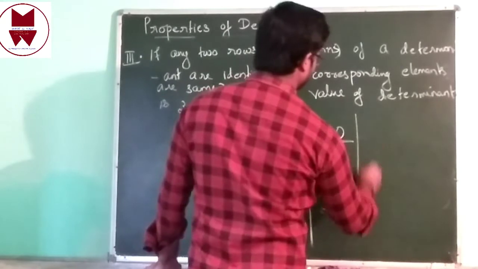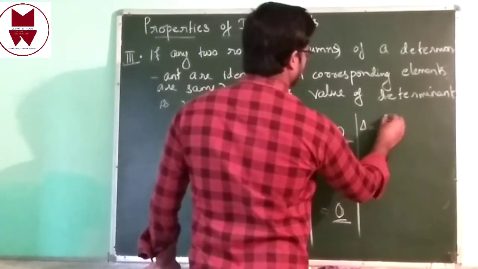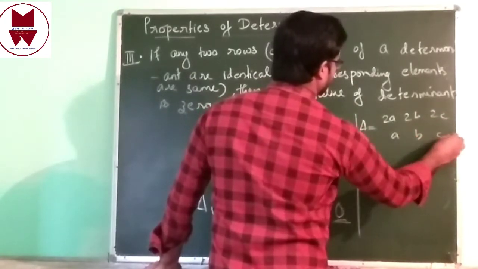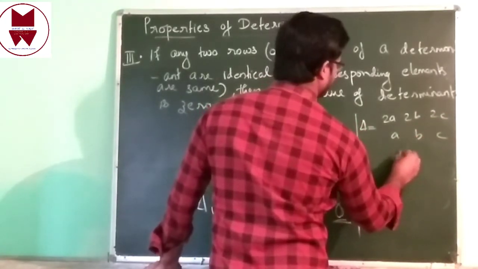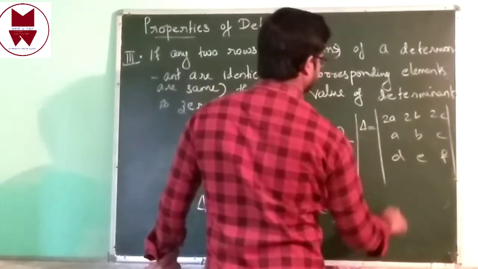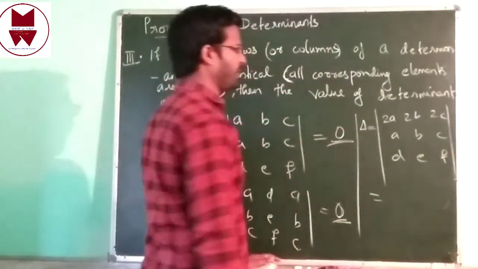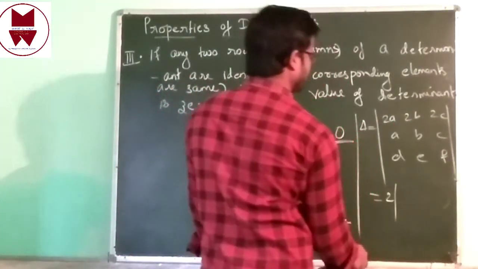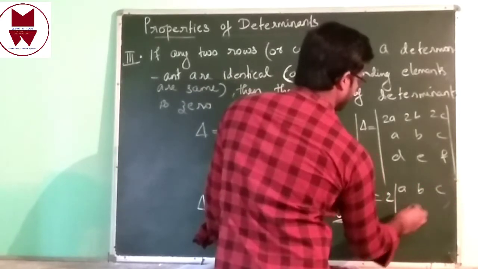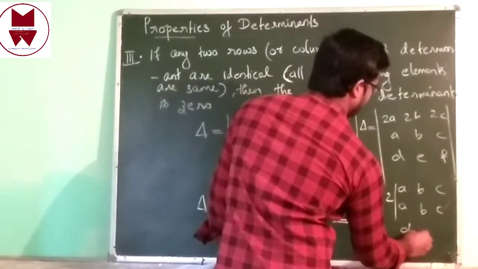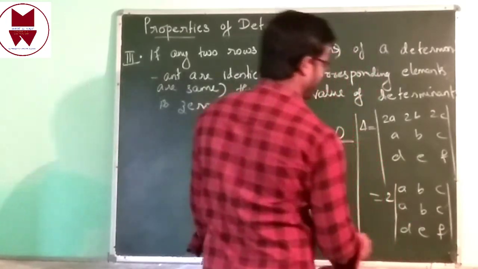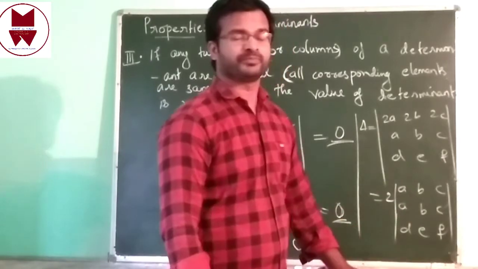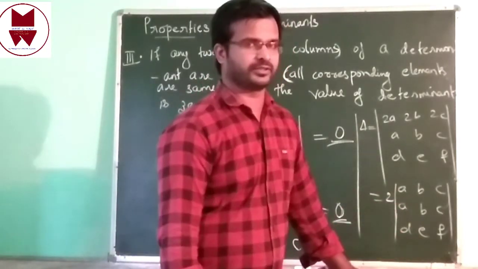Then another one is there. Delta: 2A, 2B, 2C, then A, B, C, then D, E, F. What about in here, the first row and second row? From here we can take 2 outside. Then the remaining is A, B, C, then A, B, C, D, E, F. What happened? That time also two rows are equal, isn't it? In this case also we will get the answer 0.